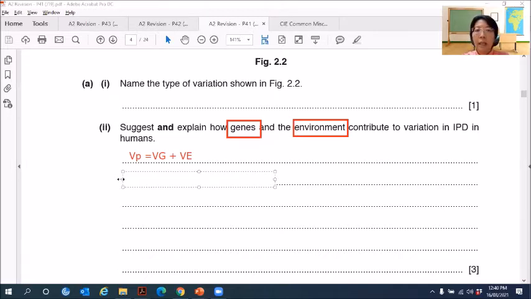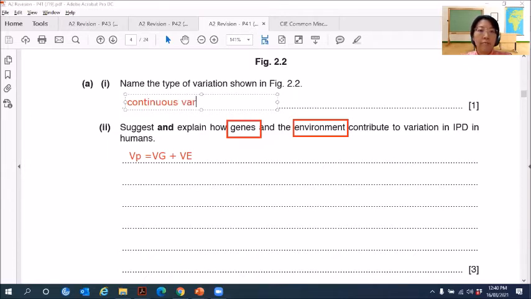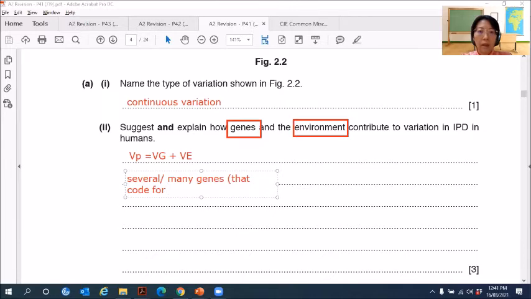Because this is a continuous variation, you want to tell me about the property of the genes that code for continuous variation. So there are several or many genes that code for the IPD, because it is a continuous variation. So you can have several or many genes. So you're talking about the genes now.